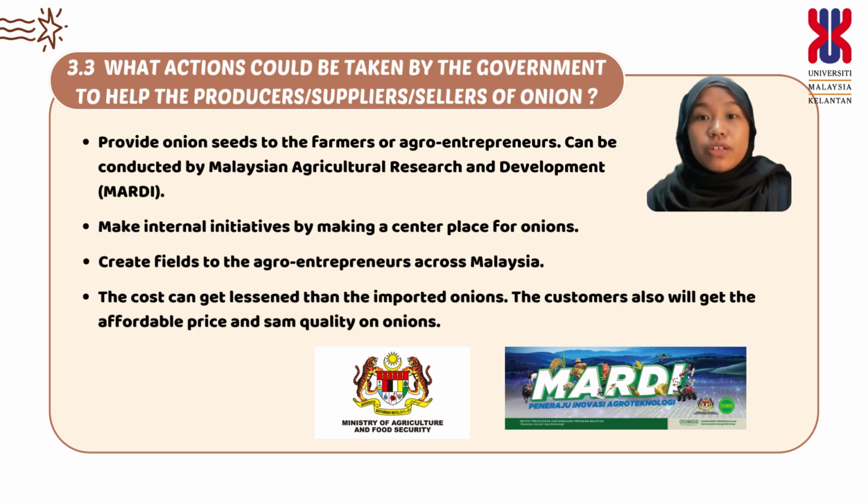In addition, the government can also make internal initiatives by making a central place for onions to grow and be ready to supply to the sellers. For instance, MARDI has declared a strategic alliance with the Perak State Agricultural Development Corporation or PPPNP to set up a center for the production of onion seeds in Perak. Other than that, the government can create fields for the agro-entrepreneurs across Malaysia. This initiative can succeed with the help of the Ministry of Agriculture and Food Security by providing some feeds for onion growth on 20 hectare plots with the help from MARDI.